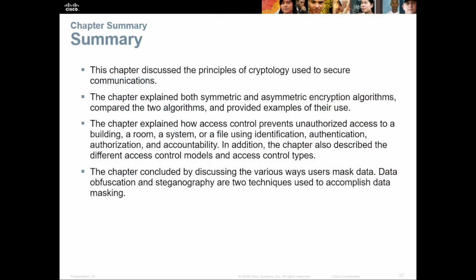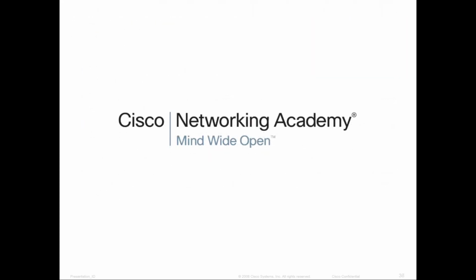So this comes to an end of this chapter. We understood what cryptography is, the principles of cryptology that are used towards secure communication, and I explained the difference between symmetric and asymmetric encryption algorithms, right? We also explained access control and what it means to obscure data. So we've come to the end of this chapter. See you in chapter 5.